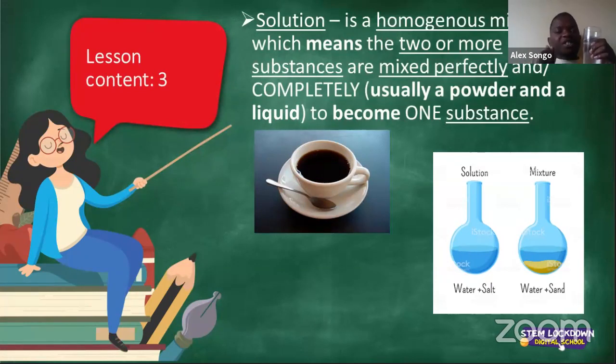A solution is a homogeneous mixture. What does that mean? It means the two or more substances that have been combined, in most instances a powder and a liquid, a powder being the salt, a liquid being the water, become one substance. So that is the case here. So that is the solution. So the solution of water that I have here is a homogeneous mixture because it has become one thing. It's very difficult to separate, but tomorrow we will find out that actually it can be separated.